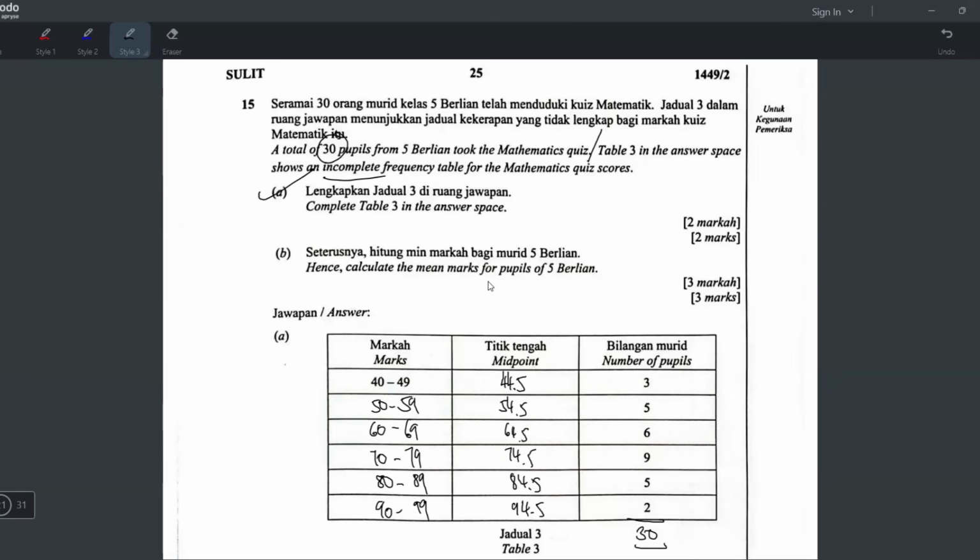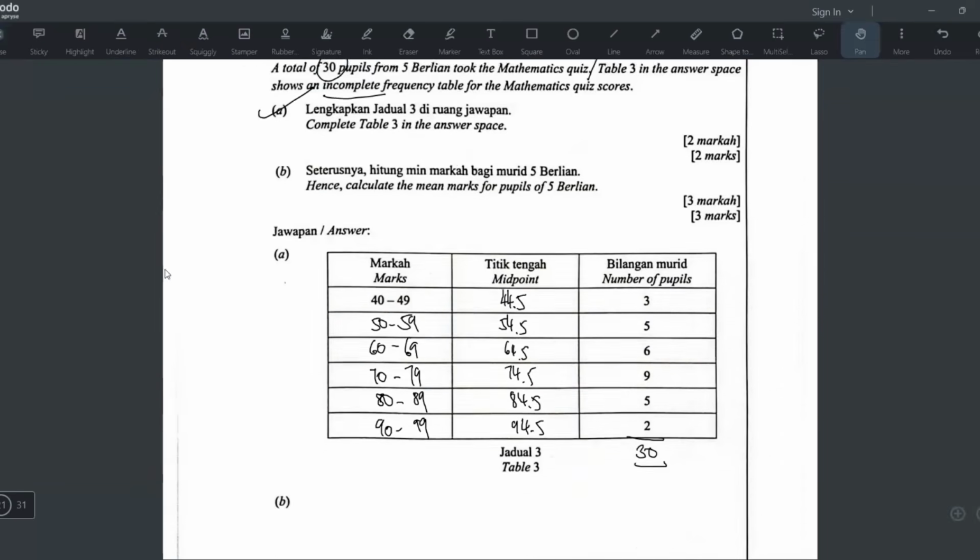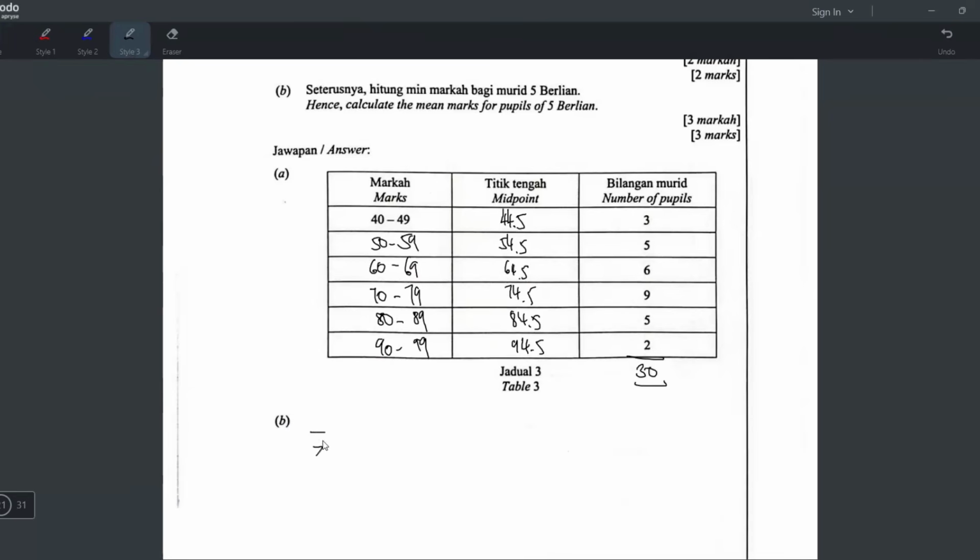So for B, calculate the mean marks for pupils of 5 Brilliant. Okay, to find the mean, you need to know the formula. This is grouped data and it has frequency. So the formula you have to use is this: sum of fx divided by the sum of f, if your data has frequency lah.